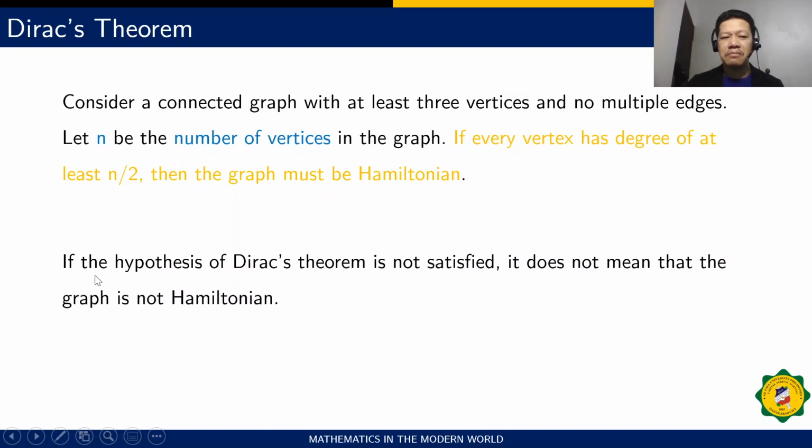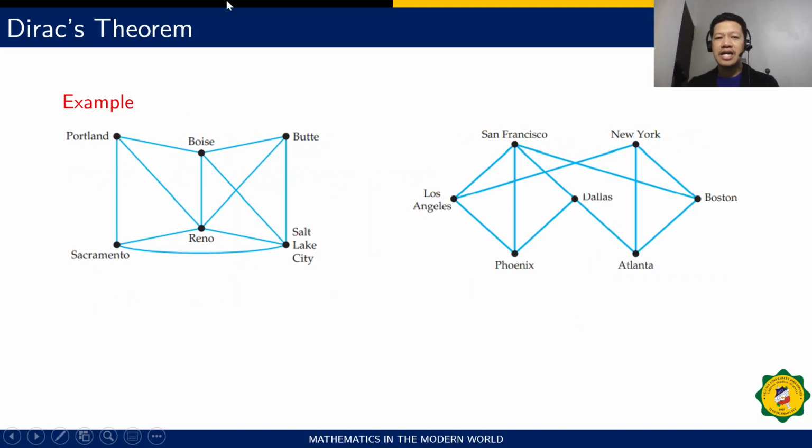Hamiltonian. But you have to remember, if the hypothesis of Dirac's theorem is not satisfied, it does not mean that the graph is not Hamiltonian. Even if the graph does not satisfy Dirac's theorem, there are actually graphs which are Hamiltonian even if they do not satisfy the Dirac theorem. But the point here of Dirac is, every graph that satisfies this theorem is actually Hamiltonian. But it doesn't mean that if a graph does not satisfy this theorem, we can conclude that it's not Hamiltonian. Okay, let's have an example.